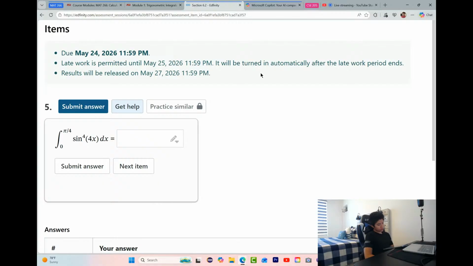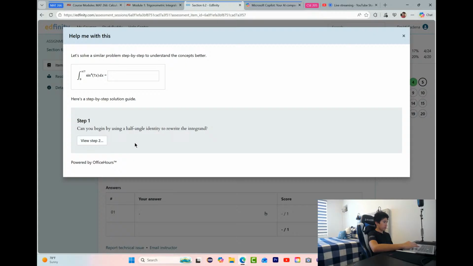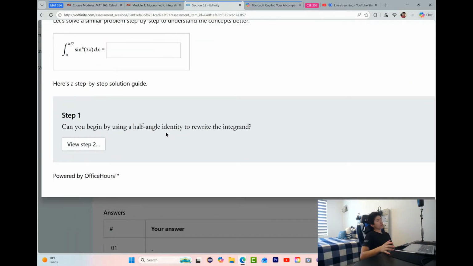If we do negative cosine, let's see. I want to see the first step that they do. Can you begin by using a half angle identity to rewrite the integral? Okay, looks like they don't use u substitution first. They will use a half angle identity. So I believe I'm going to ask Copilot why we are going to use a double angle identity, because I really have no idea why you would use double angle. It just does not make sense. But let's do it because we clearly can. That was one of our two choices that we contemplated.